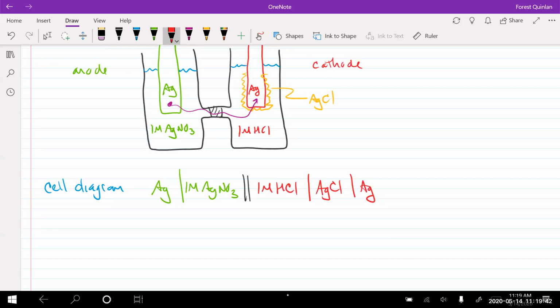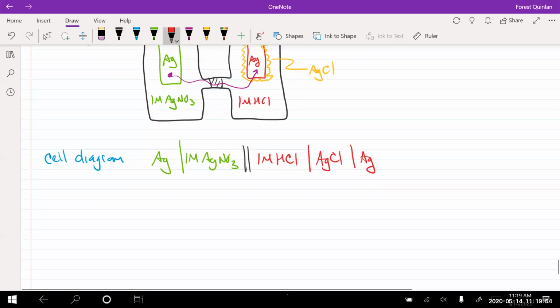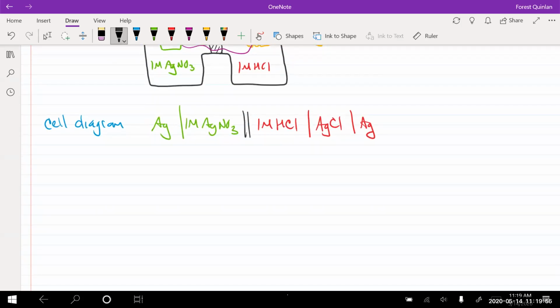And I'll answer your question now, Dallas. Had you put that lump on the bottom, you would still see that precipitate before you saw the electrode. Don't ask me why, magic. But this is how you draw it out. All right.